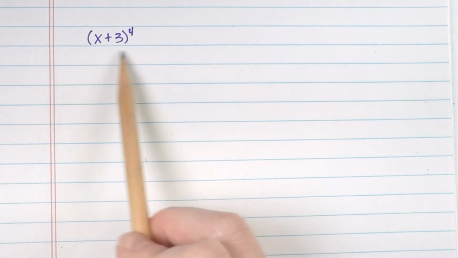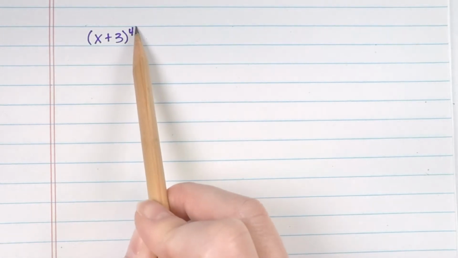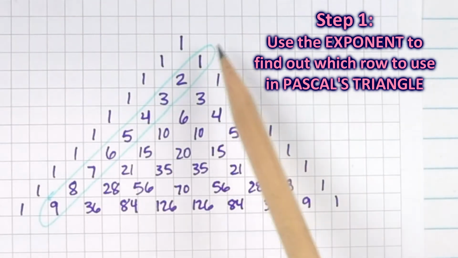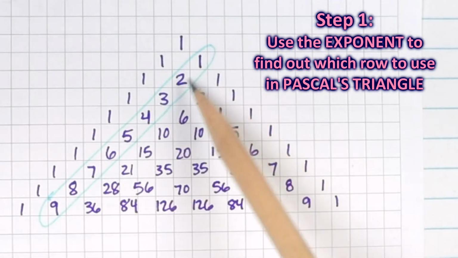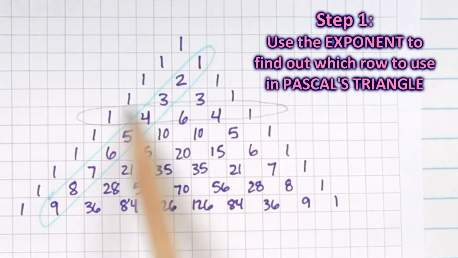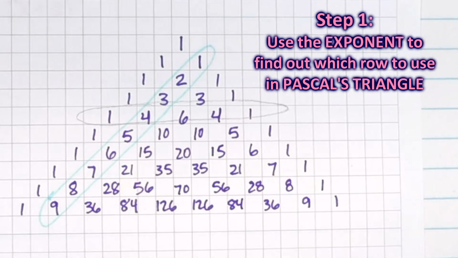Let's start off with this basic example. We need to expand x plus 3 to the fourth power. So the first thing we're going to do is look at this exponent 4. Now in the triangle, if we look at the diagonal that we marked earlier, this is where we're going to look for that exponent. So 4 is right here. That means this is the row that we're going to use, this 1, 4, 6, 4, 1. We're going to use those numbers to help us find the coefficients.